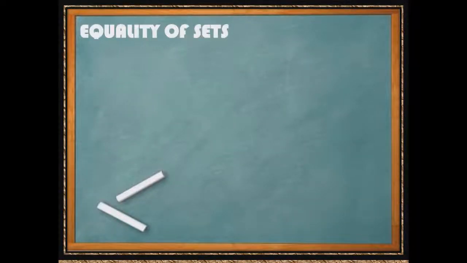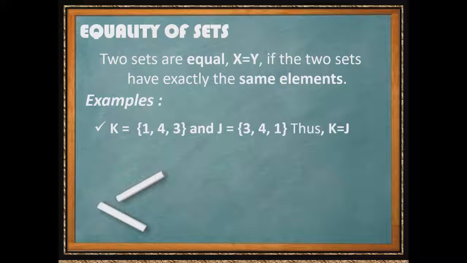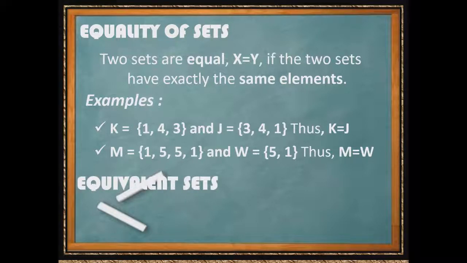Now let us move on to the next, which is the equality of sets. We say that two sets are equal if these sets have exactly the same elements. For example, set J we have a set of 1, 4, and 3, and in set K we have 4, 3, and 1. Since these sets have exactly the same elements, though not in order, but still the elements are there, meaning these two sets are equal.